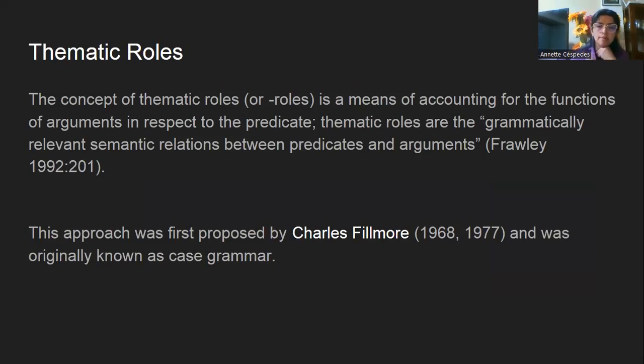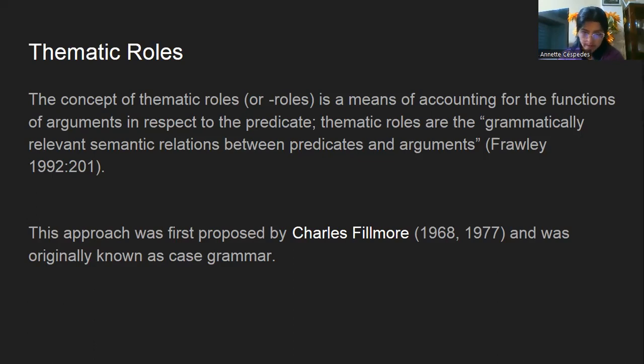Now, let's talk about the thematic roles. The concept of thematic roles is a means of accounting for the functions of arguments in respect to the predicate. Thematic roles are the grammatically relevant semantic relationships between predicates and arguments.